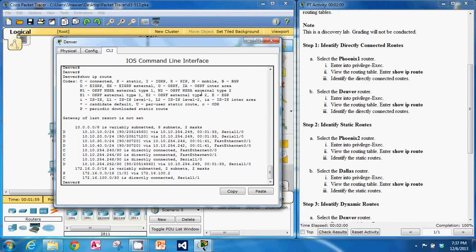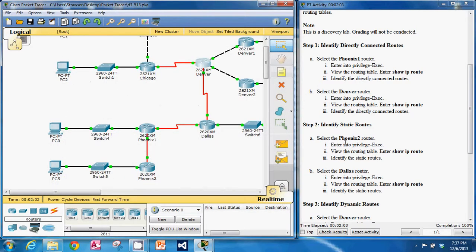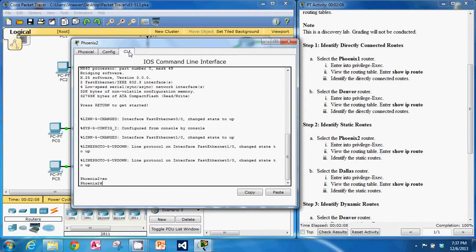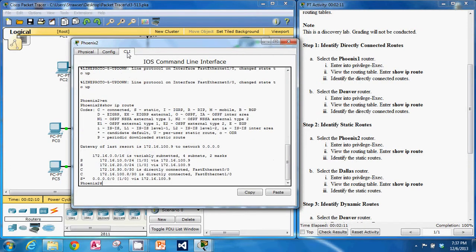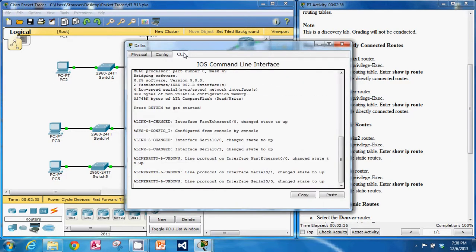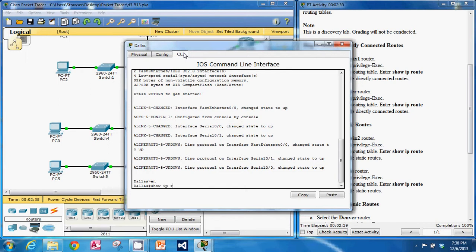And now we're going to look at static routes on the Phoenix 2. You can tell which ones are the static routes because they have the S by them here. There are three of the S's on the Phoenix 2 router, and now we'll go to the Dallas router to look at the static routes on that one. And you can see there's just one right here.